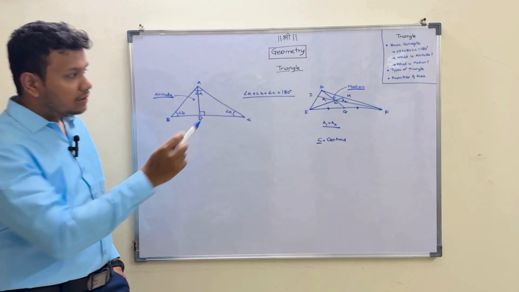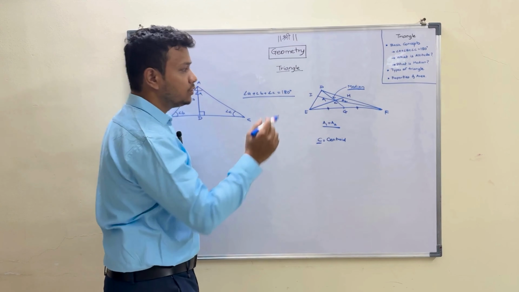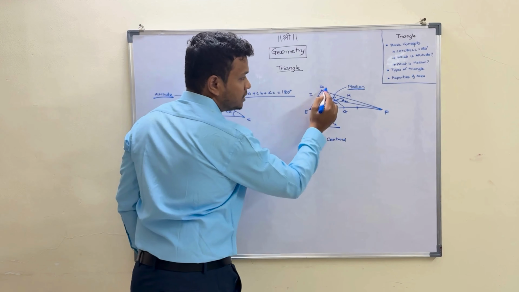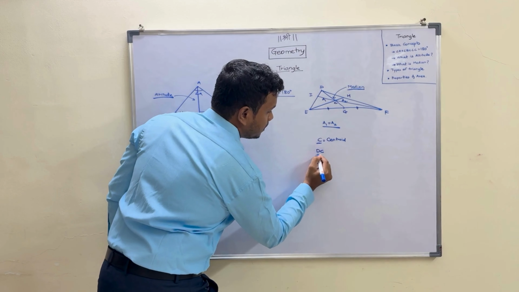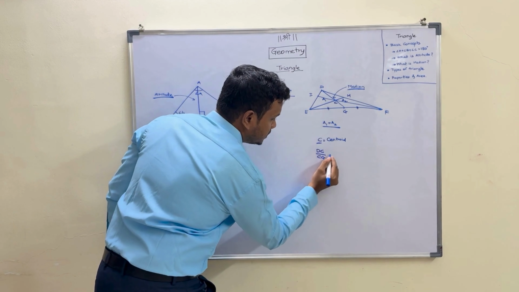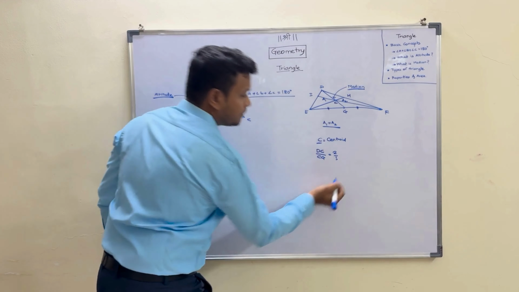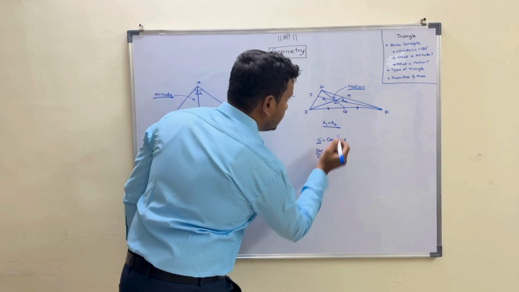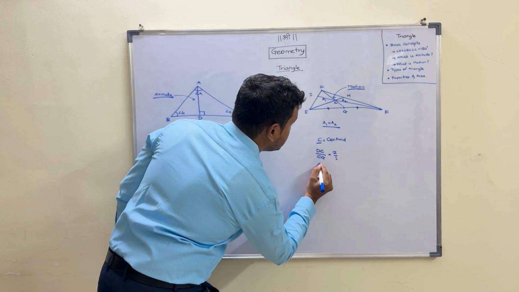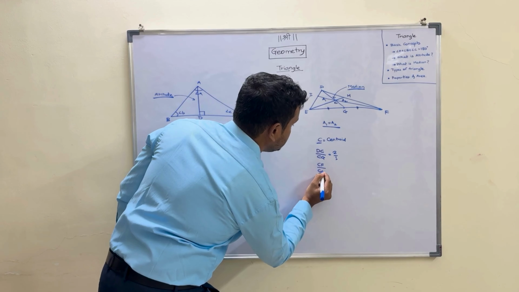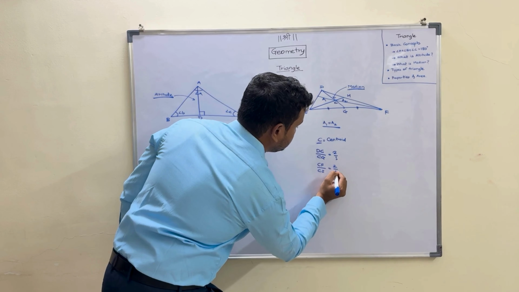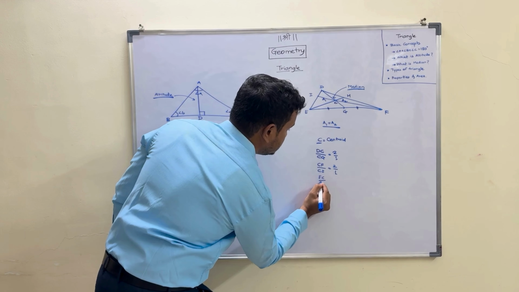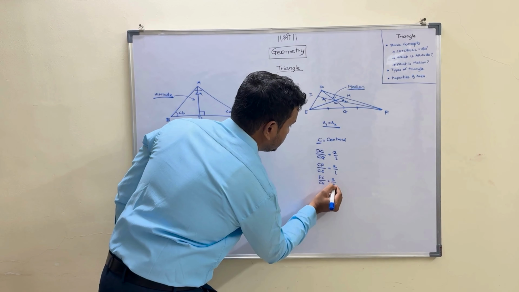And centroid divides these medians in ratio 2:1. So if I consider DG, it's one of the medians. So in this case, DC by CG should be equal to 2:1. And same applies to other medians. So if I take an example of other median, so here CF upon CI should be equal to 2:1. And the third median, EC upon CH, is equal to 2:1.